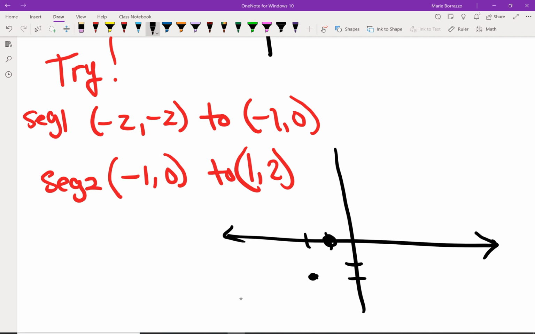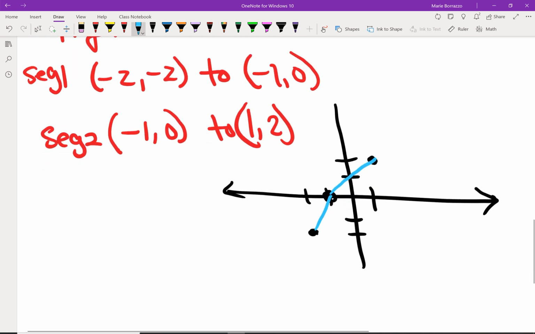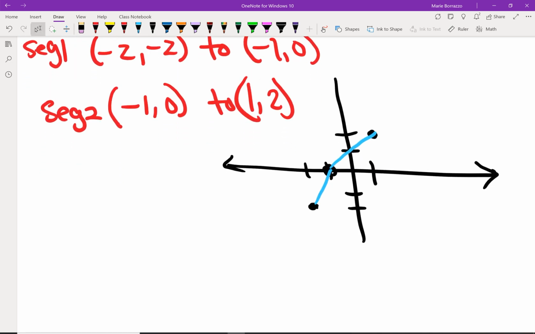So we're here. And from -1, 0, they want us to graph at 1, 2. So 1, 2 would be right here. That's what they're asking us to graph. So now we need to then draw its inverse from here. So I'll give you a minute to think about that, and then we'll talk together.